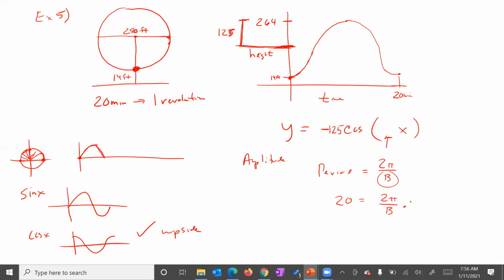So multiply both sides by b. 20b is equal to 2 pi. Divide by 20, and voila, I get my b value. So if we're going backwards, the whole point is to figure out what the a value is, figure out what the b value is as we do this. I think we got it. Are we good there? Pi over 10? Adrian good? Grace good?